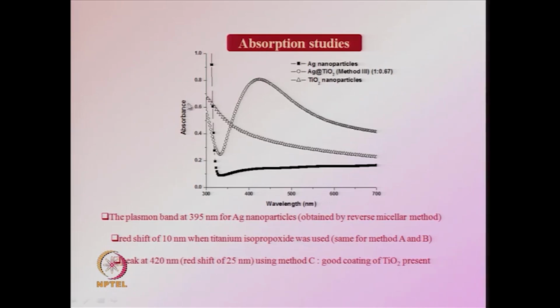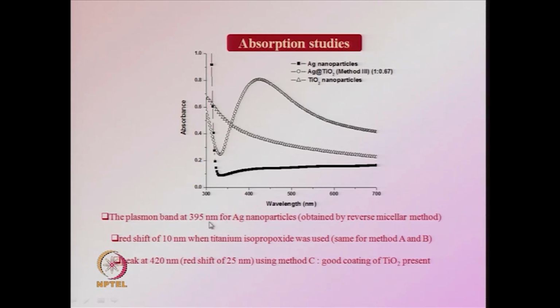Here what we are discussing now is what happens to the SPR band or the surface plasmon resonance band of silver nanoparticles when it is covered with TiO2. So, when TiO2 forms a shell on silver nanoparticles, what happens to the surface plasmon band? So, if you see that pure silver nanoparticles of the kind which was prepared in this particular study, it has this type of band, okay, and that band is around 395.